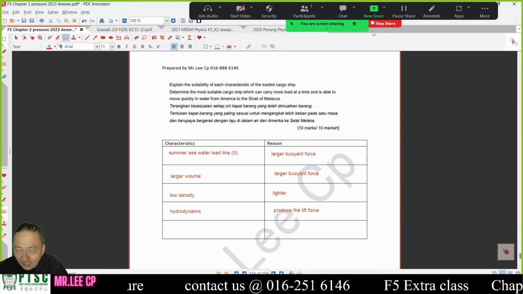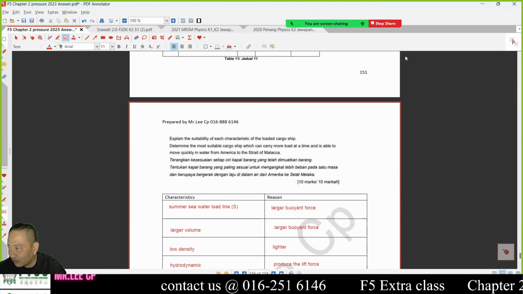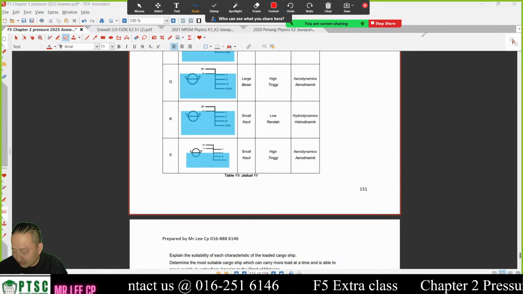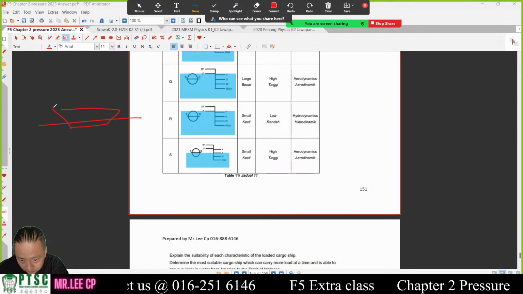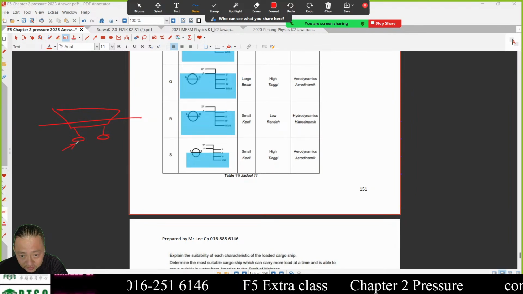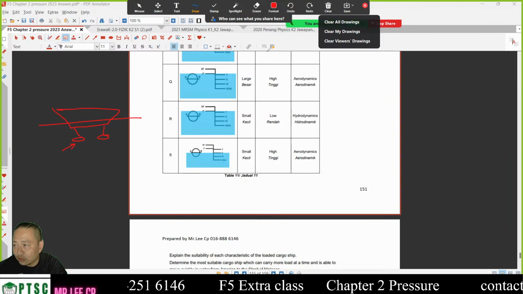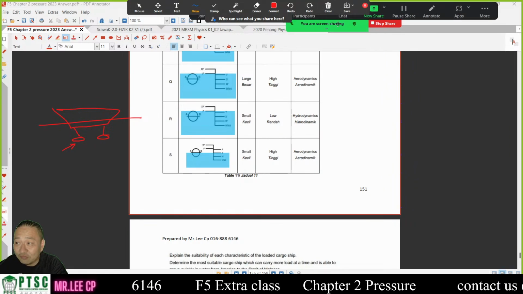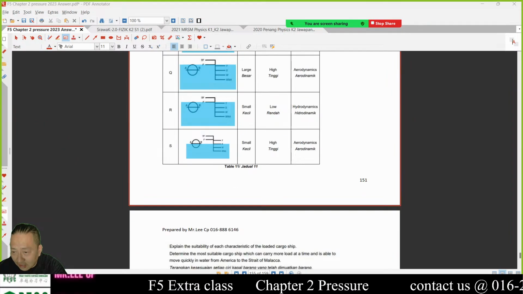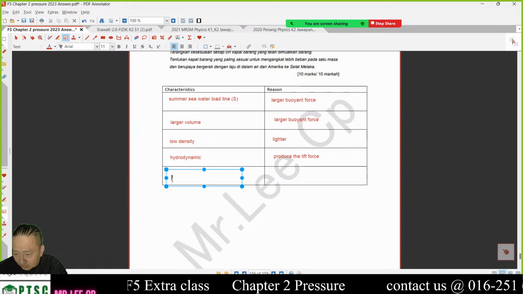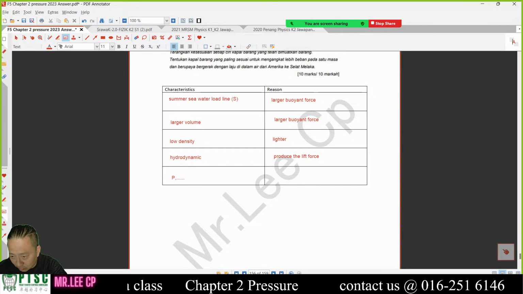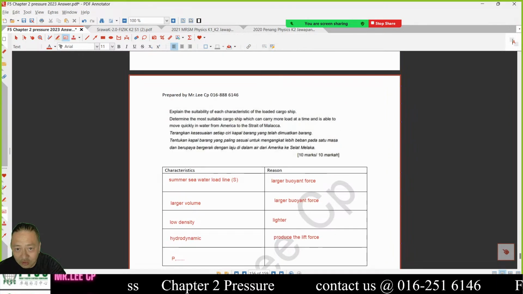What is hydrodynamic? I explained to you before. The hydrodynamic is the underside here. This is a ship. So this shape is hydrodynamic, so that it can lift up the boat easily. Right? So now the last one, you choose P and then answer one more time. I am not going to repeat right now because I have repeated a few times already for you.